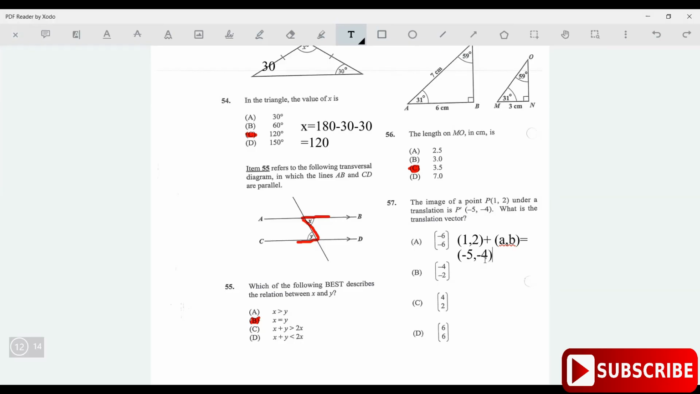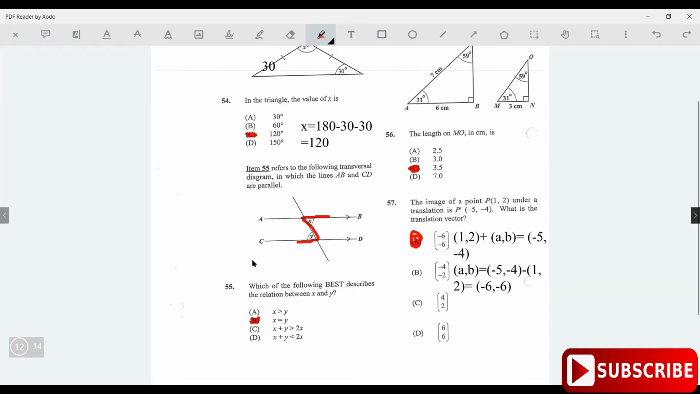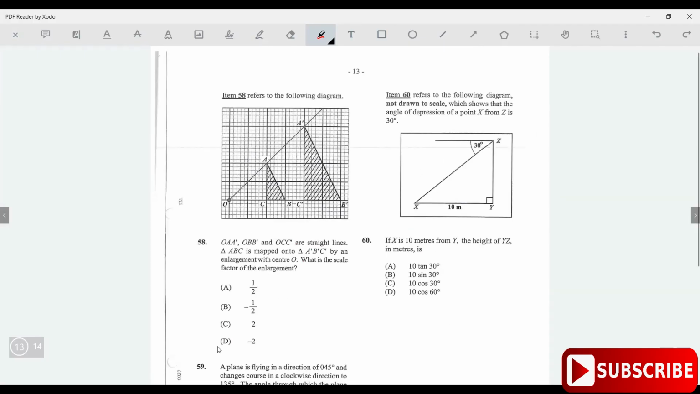Okay, so that means that the point A, comma B must be equal to -5, -4, then you subtract 1, 2. You do the subtraction, you get -5 minus 1 is -6, comma, -4 minus 2 is -6. So you get -6, -6. That is option A. Easy question. All right, this one, repeat from 2018. We know this one was 2. This is a big repeat.